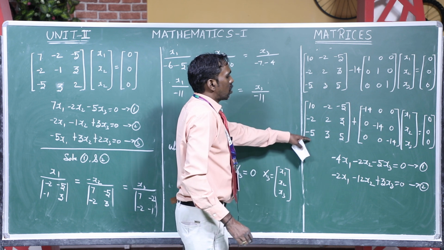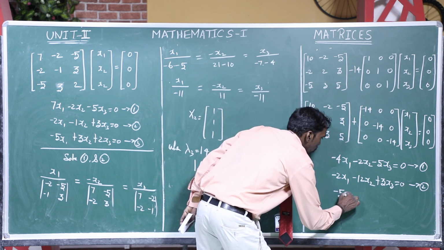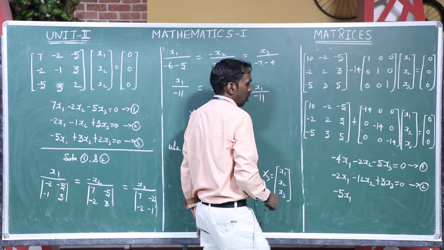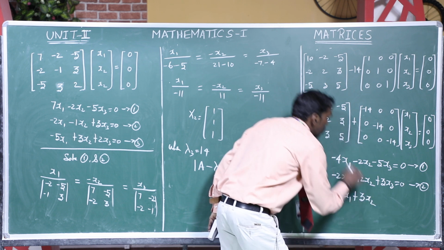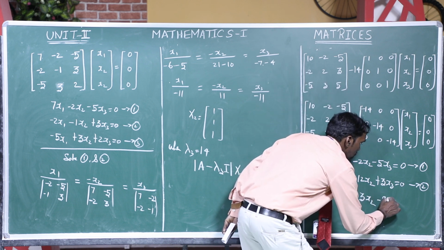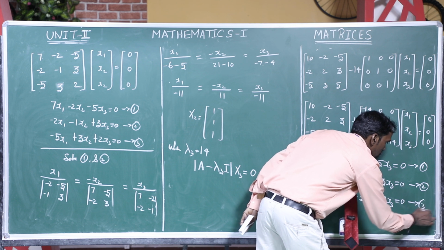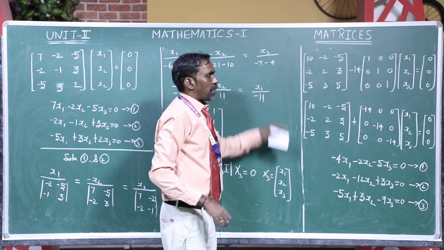What about the third equation? It will be minus 5x1. Then 3 plus 0 will be 3, so this will be 3x2 here. 5 minus 14 will be minus 9x3. So this is our third equation. Similarly we find the three equations. We have to simplify equations 1 and 2 according to the capital X3 vectors.